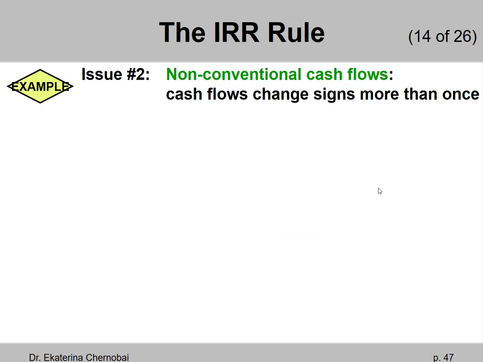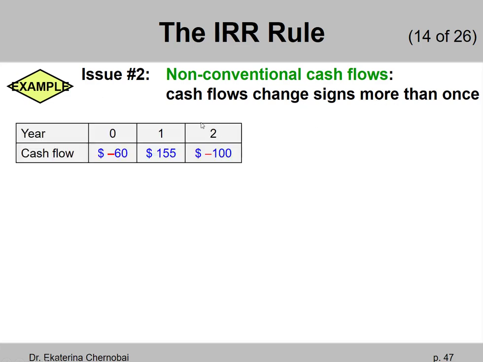Let's look at the second issue with the internal rate of return approach. This is another example of non-conventional cash flows in a project. And what's going on here is cash flows change signs more than once. So think about the following example.